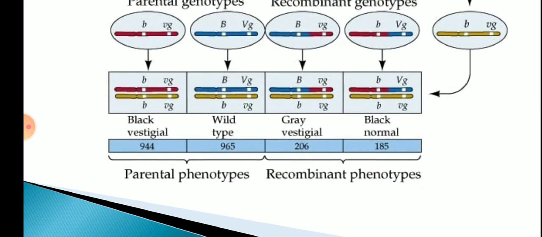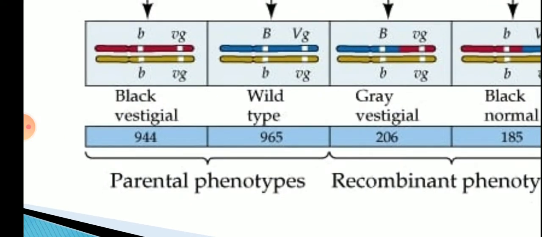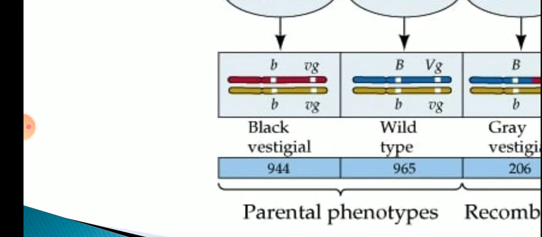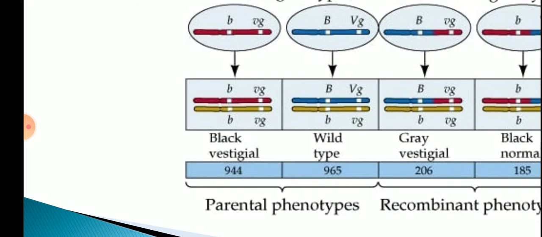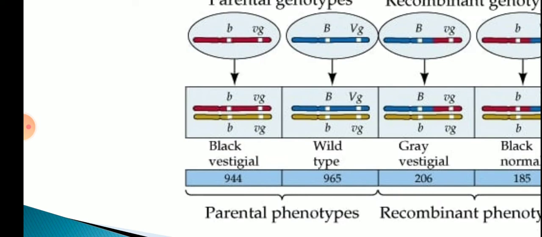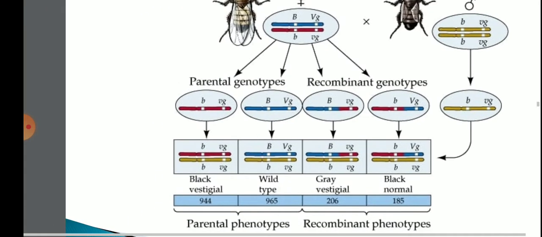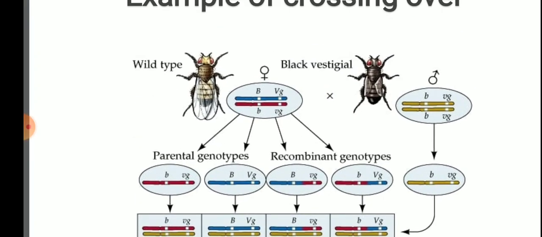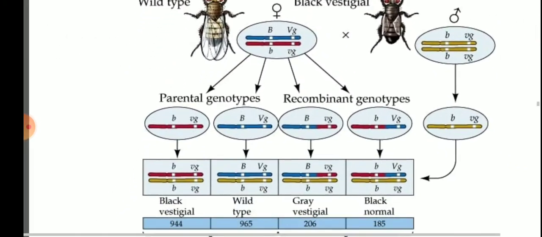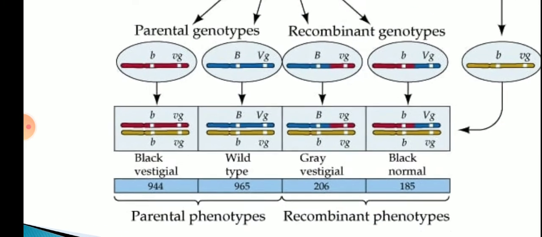In these 4 types, you can see 2 parental phenotypes were observed and 2 recombinant phenotypes were observed. In the parental phenotype, the number of individuals they got was very high. As you can see, they got 944 with the black body and vestigial wings, meaning both recessive characters as in the parent. And they got 965 organisms having the wild type, both dominating characters as was in the parent.